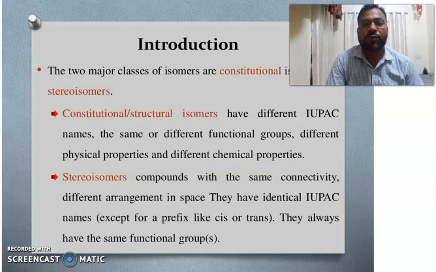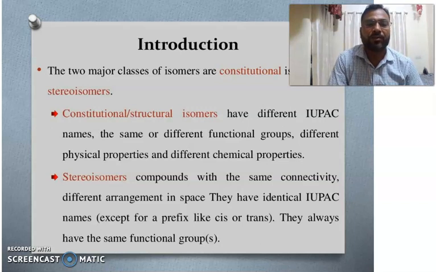Constitutional and structural isomers have different IUPAC names, the same or different functional groups, different physical properties, and different chemical properties. What are stereoisomers? Compounds with the same connectivity but different arrangement in space. They have identical IUPAC names except for a prefix like cis or trans. They always have the same functional groups.